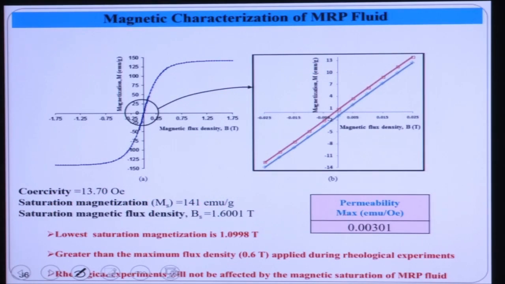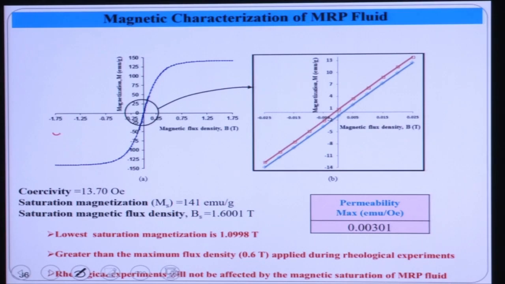After doing this rheological study, we have to do the magnetic characterization also. This magnetic characterization of the MR fluid is carried out in a vibrating sample magnetometer, called VSM. There the magnetic field is varied from minus 1.75 Tesla to 1.75 Tesla, then it comes back again to minus 1.75 Tesla. The MR fluid is kept inside a small container, and it goes through a huge magnetic field, minus 1.75 to 1.75.